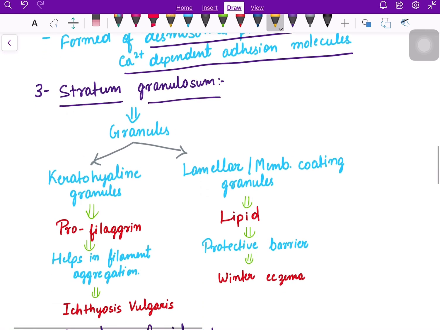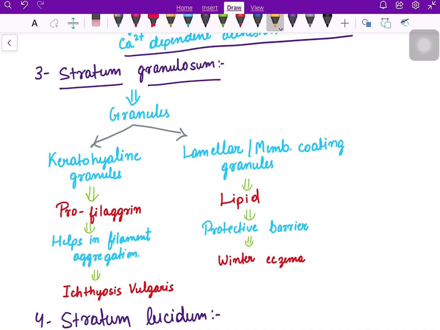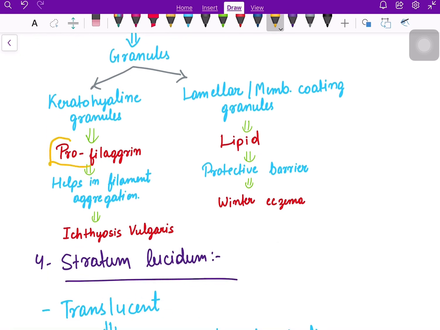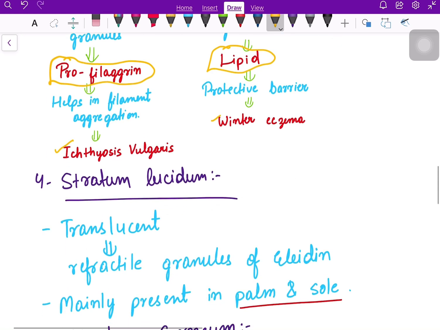Then the third layer is the stratum granulosum. Here the granules are present, like keratohyalin granules and the lamellar or membrane coating granules. The keratohyalin granules consist of profilagrin, and the membrane coating granules consist of lipids. The lipid forms a protective barrier, and the profilagrin helps in filament aggregation. Defects in profilagrin cause diseases like ichthyosis vulgaris, and in the protective barrier, diseases like winter eczema.